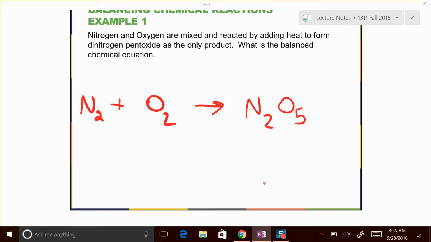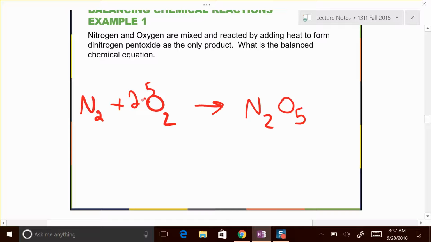It's the oxygens that aren't balanced. I have 2 oxygens on one side, but 5 oxygens on the other side. So if I want to balance this, and oxygen is the only thing that's unbalanced, that makes it real simple for me, because all I need to do is say, what times 2 is 5? 2.5. So I'm going to change this to 2.5.